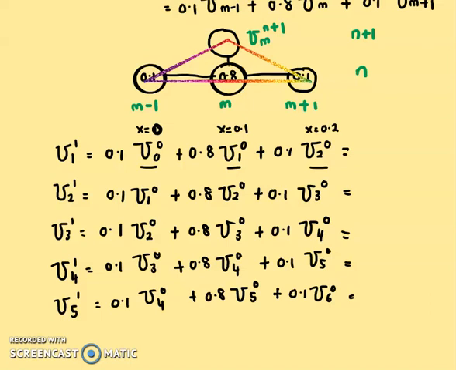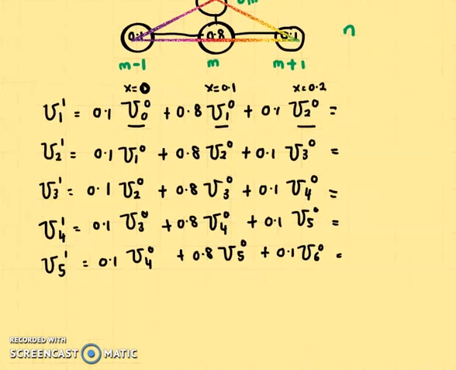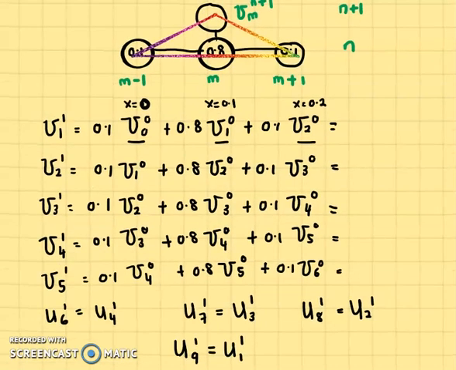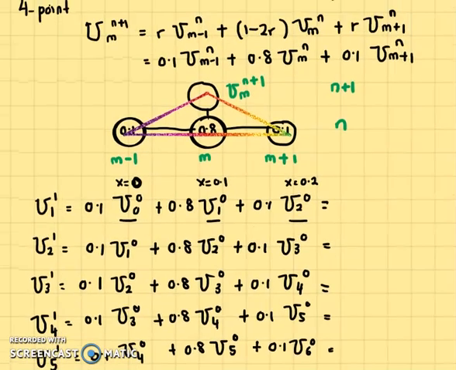Now, since this is symmetric, u61 will be the same value as u41. u71 will be the same value as u31. And u81 will be the same value as u21. And lastly, u91 will be the same value as u11. Okay? So it's not that complicated.